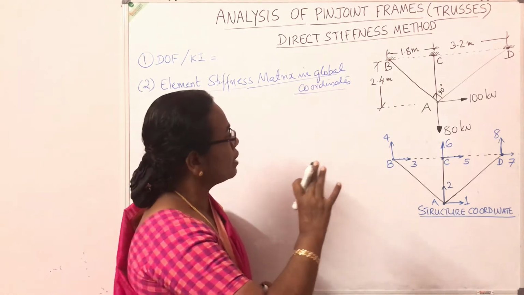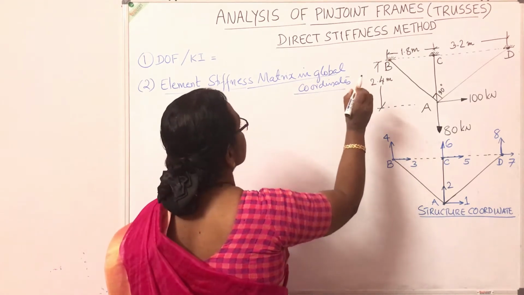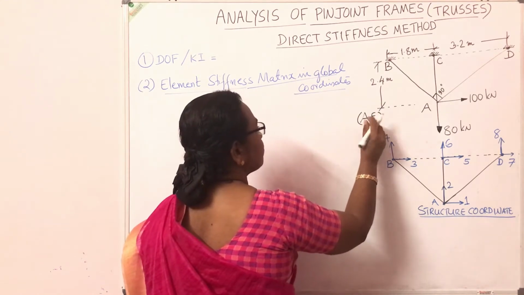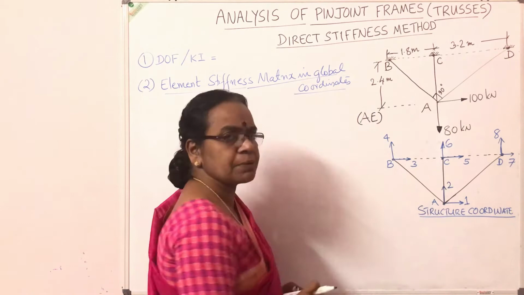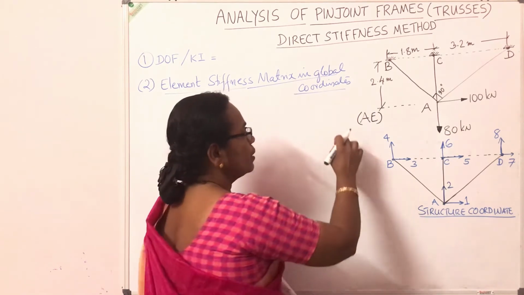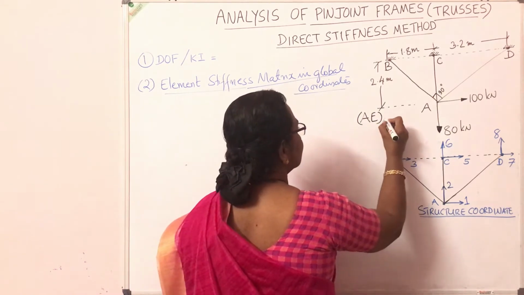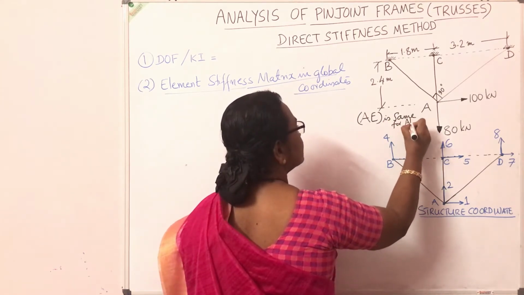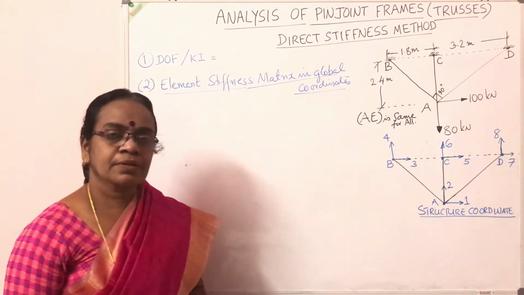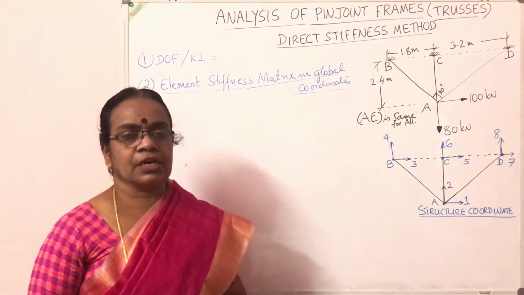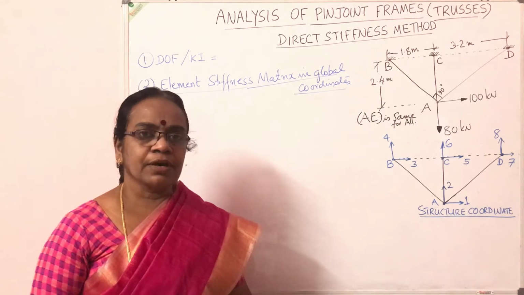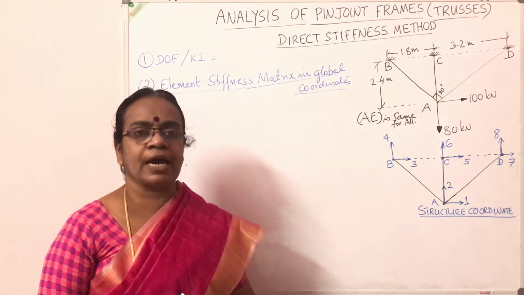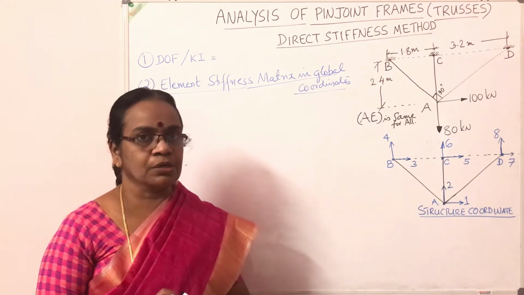So we can make one assumption, the first assumption: assume AE, the axial rigidity. Since the area of cross section of each member is not given, we can assume A into E is the same for all members. If it is given separately, we can use that area of cross section. Otherwise, we assume the axial rigidity, the product AE, is the same for all the members.